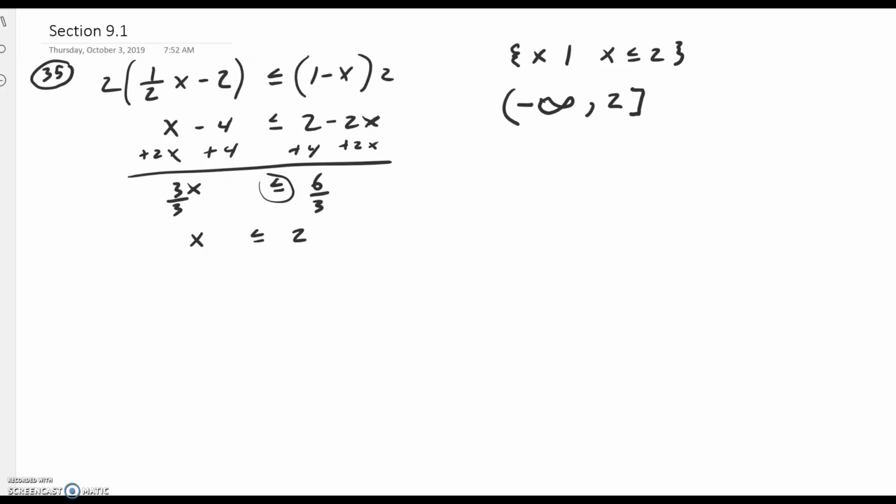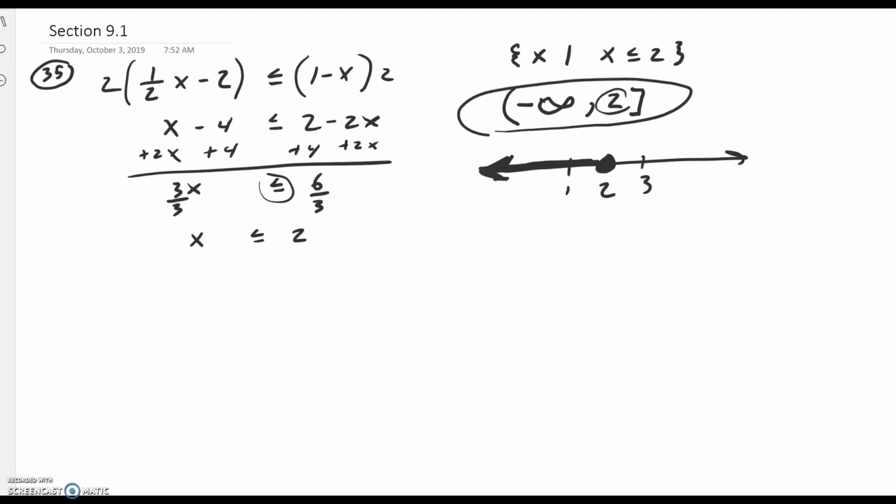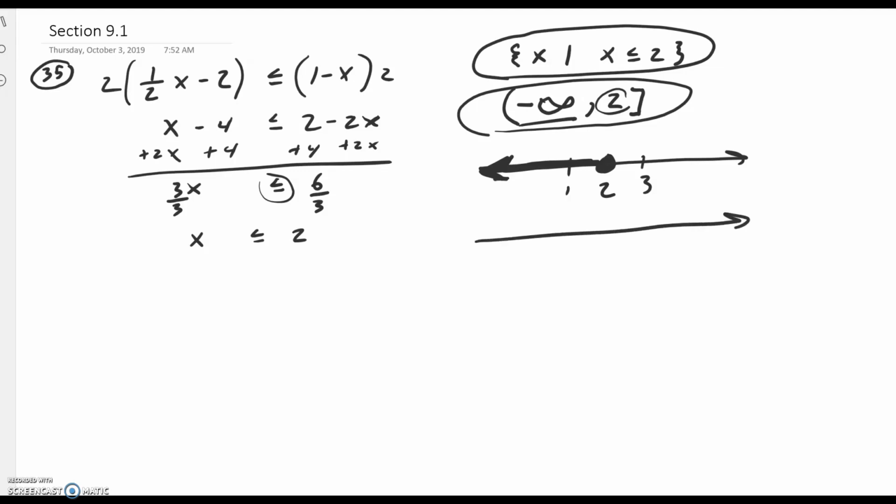It does not ask us in this problem to graph the solution, but if we were asked to graph the solution, 2 seems to be the critical number. And 2 is a possibility, so we could fill it in, and everything smaller than 2 is filled in. This is one picture of all the numbers 2 and smaller. This is another way of describing all the numbers 2 and smaller, and this is another way of describing all the numbers smaller than or equal to 2.